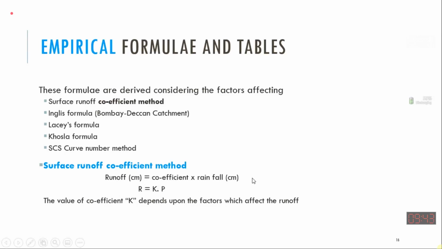As I told you, runoff can be represented either by discharge, cubic meter per second or cubic feet per second, or by depth unit or by volume unit. Most of these formulas describe runoff in terms of depth unit, like centimeter. CM is centimeter over here. So it is a coefficient times rainfall in centimeter, and usually we apply it for a larger time period.